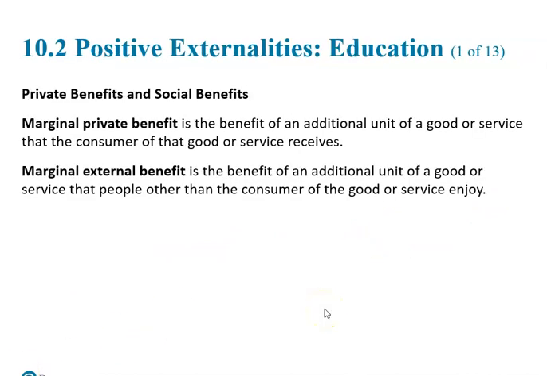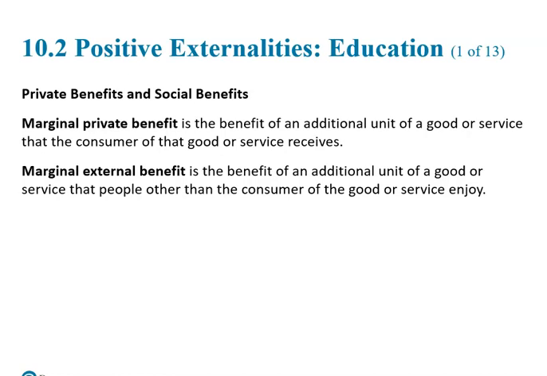So now we turn our attention to positive externalities, and the classic example of positive externality is in the case of education, because if I am educated, I can cause positive externalities for people around me. Similarly, if someone else is educated, I can actually take advantage of the positive externality that that person is generating. So over here we will distinguish between marginal private benefit and marginal external benefit.